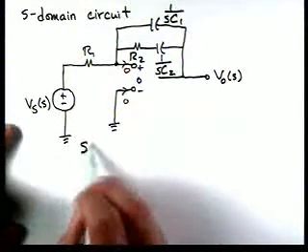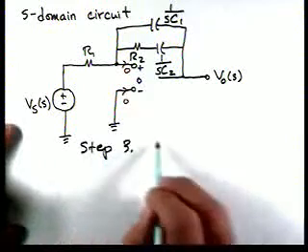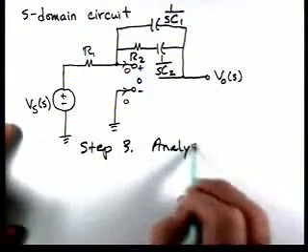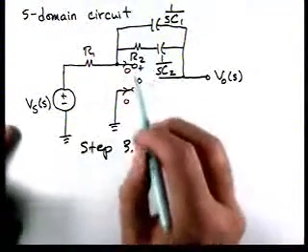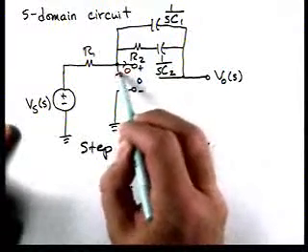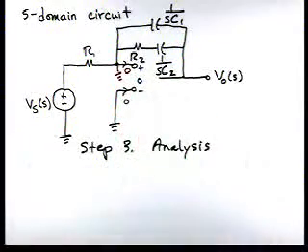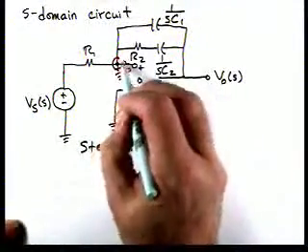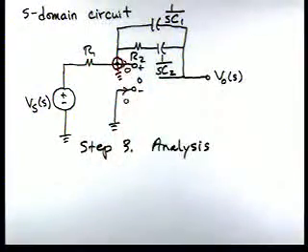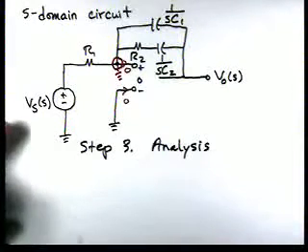So now, step 3 in our strategy is analysis. And if you remember back from our problem-solving strategy on op-amp circuits, it says use nodal analysis. And since the voltage across here is 0, this point is at the same voltage as the reference. So now, let's apply KCL at that node.